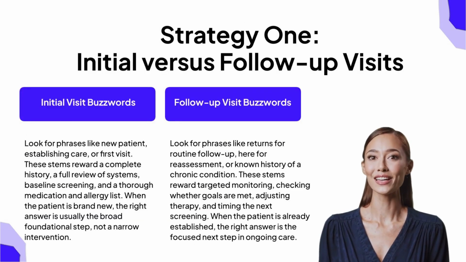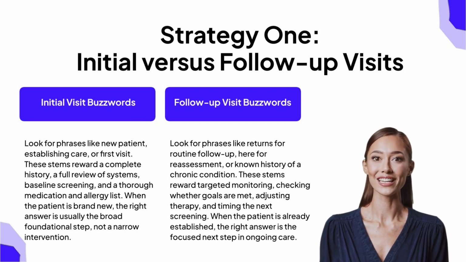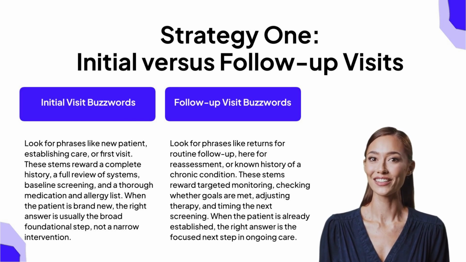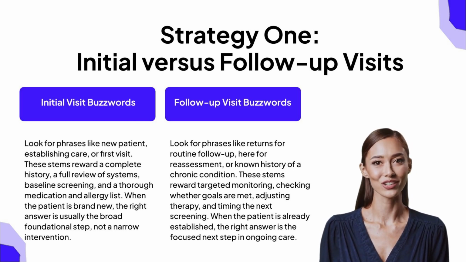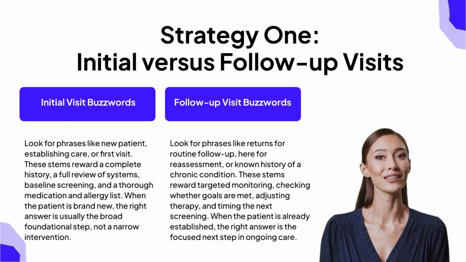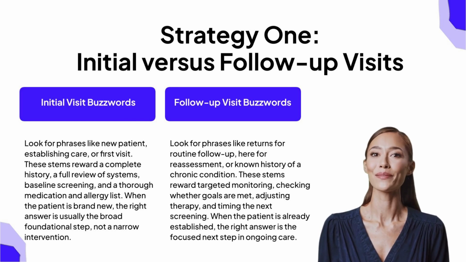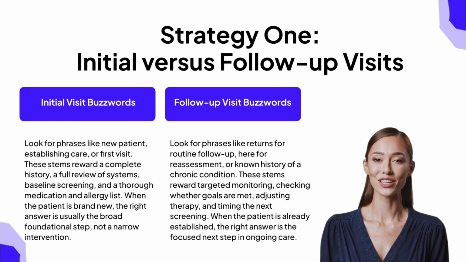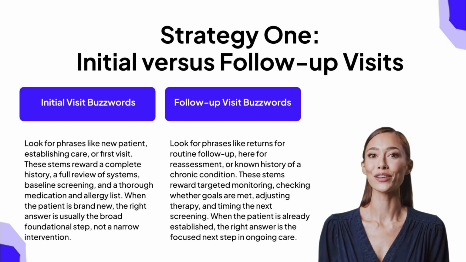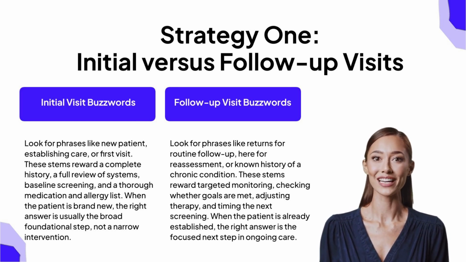Our first strategy is the initial versus follow-up visit split. When you see an outpatient question, immediately ask yourself, is this patient brand new or are they already established? For an initial visit, look for phrases like new patient, establishing care, or first visit. These stems reward the broad foundational work: a complete history, a full review of systems, baseline screening, and a thorough medication and allergy list. For a follow-up visit, look for phrases like returns for routine follow-up, here for reassessment, or known chronic condition. These stems reward the focused next step in ongoing care, such as checking whether goals are met, adjusting therapy, or timing the next screening.